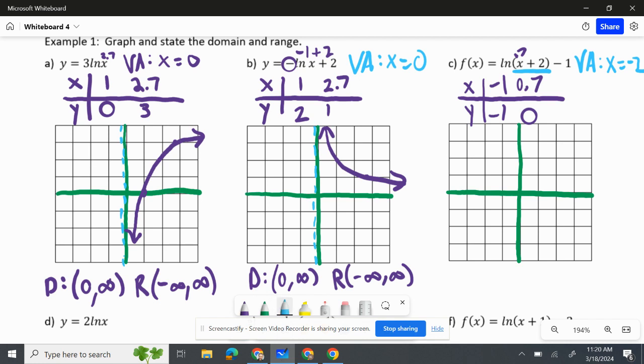So we have our vertical asymptote at negative 2. Then what we have is (-1, -1) and (0.7, 0). And this right here gives us our graph. So if we're looking at our domain, it goes from -2 to infinity. And then if we're looking at our range, it's going to be -infinity to infinity.